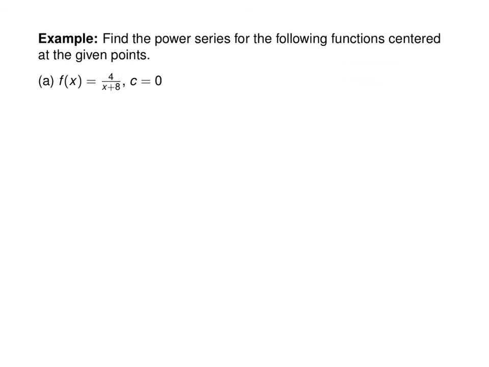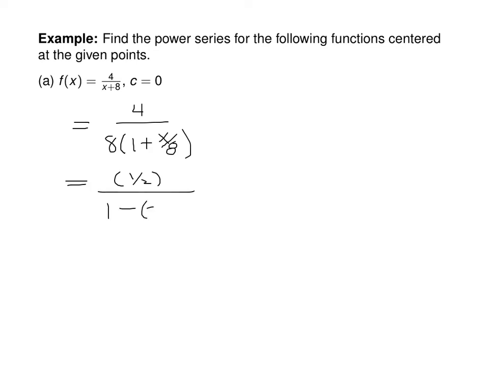Alright, find the power series centered at c equals 0 for this function. So if we're going to use the geometric series formula, we have to have 1 minus a number. So we have to take this f of x and factor out that 8. So that'll be 8 times 1 plus x over 8. And this 4 over 8 can really reduce to just 1/2. So we'll have 1/2 divided by 1 minus negative x over 8.